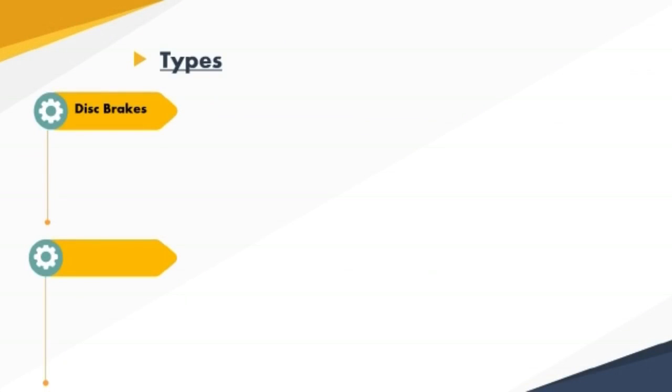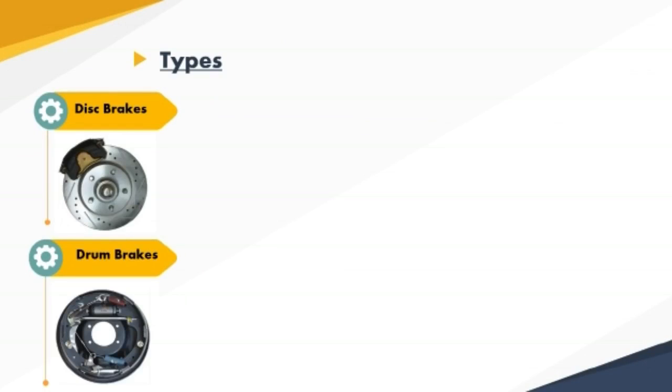Now, moving on to the types of brakes. We have disc brakes and drum brakes. Comparing these two, the disc brake has its own advantages. It is completely self-adjusting and has better stopping power. Looking at overall safety and efficiency, disc brakes win the race.